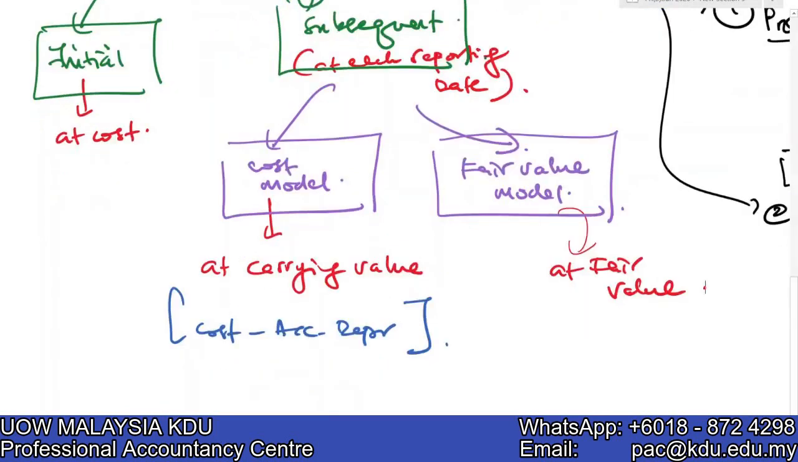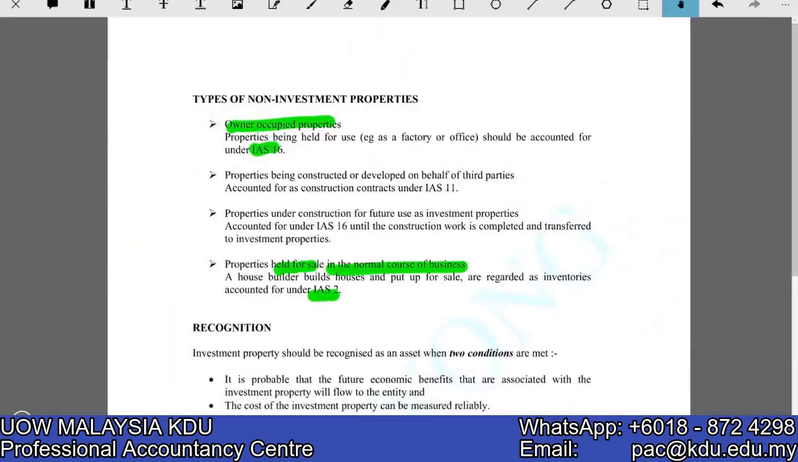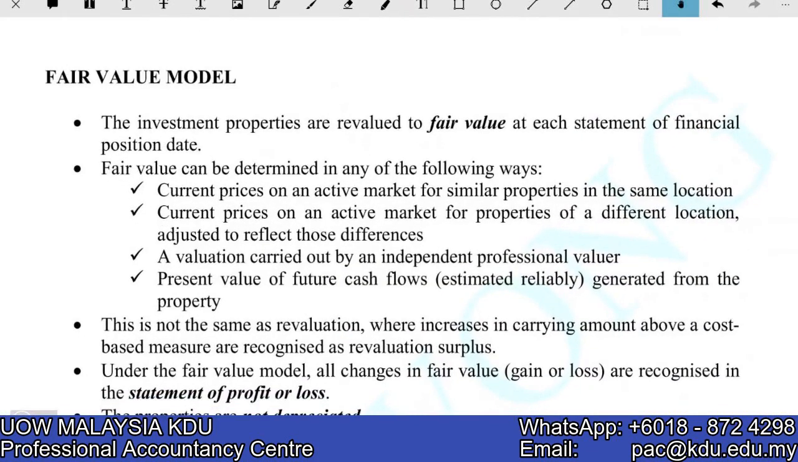Now, what does fair value mean? Market value. So if you turn to page 96, fair value. Now, this is different from the revaluation model. What is fair value? How to get the fair value? Fair value can be determined, if you turn to page 96, by taking the current price on an active market for similar properties in the same location. If I have the same type of property in the same location, what is the market value? So that will be fair value.